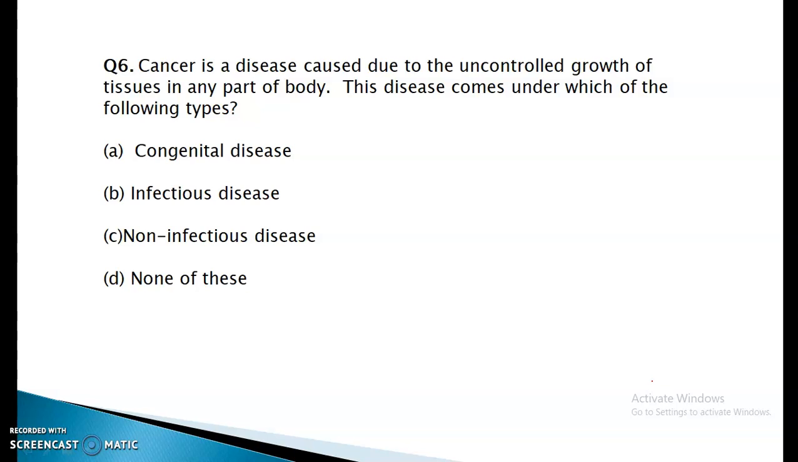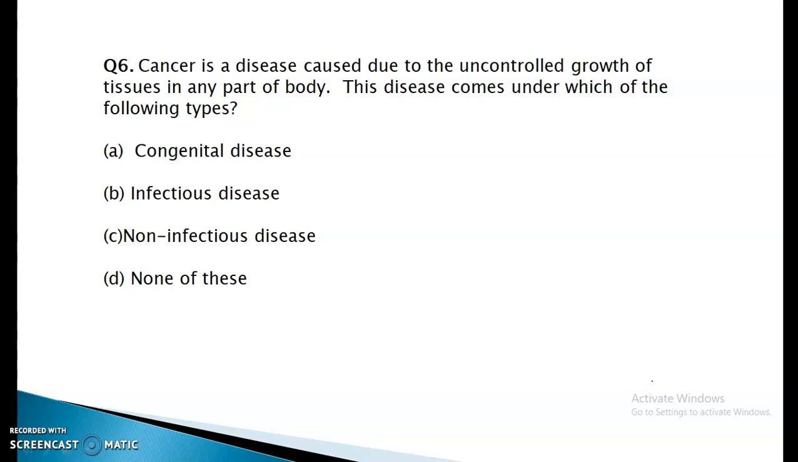Cancer is a disease caused due to uncontrolled growth of the tissues in any part of the body. This disease comes under which of the following types? Your options are A. Congenital diseases, B. Infectious diseases, C. Non-infectious diseases and D. None of these.